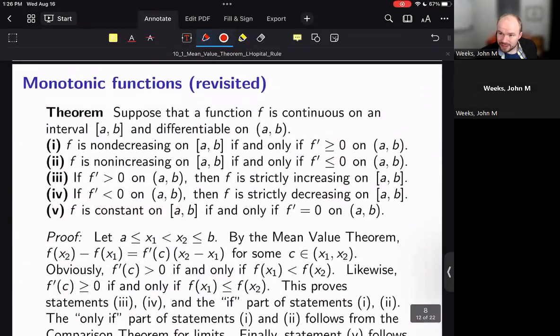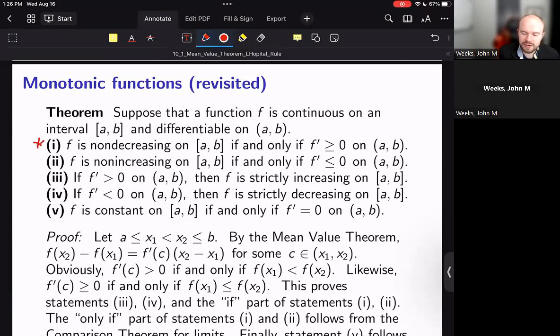Now that we've done this, we can start going back to monotonic functions and utilizing some more of our intuition with respect to some of these things. So for example, let's say that you have a function that is continuous on the closed interval a to b and differentiable on the open interval from a to b. Well, now we can talk about things having to do with non-decreasing and non-increasing on these functions, as well as strictly increasing and strictly decreasing. This is essentially where we talk about the first derivative test taking place.